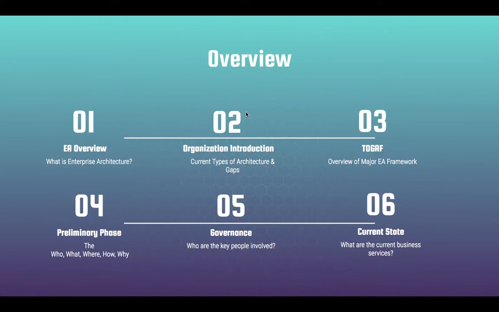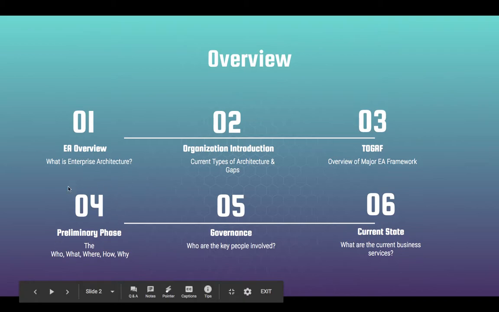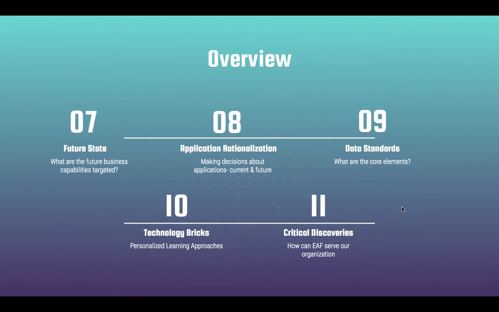framework for a segment architecture that I'm proposing. Third, we'll go through one major EA framework that we're using here, which is TOGAF. Fourth, we'll look at some key questions as we start implementing and planning the enterprise architecture. Fifth, we'll look specifically at governance of enterprise architecture. Sixth, we'll look at the current business state of the proposed enterprise architecture.